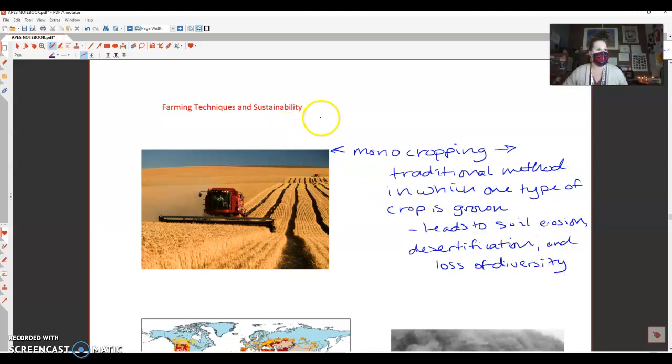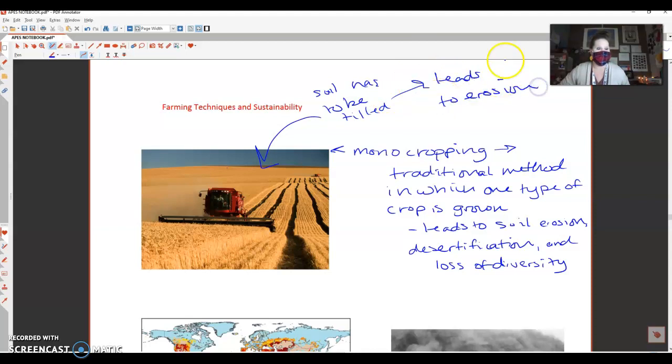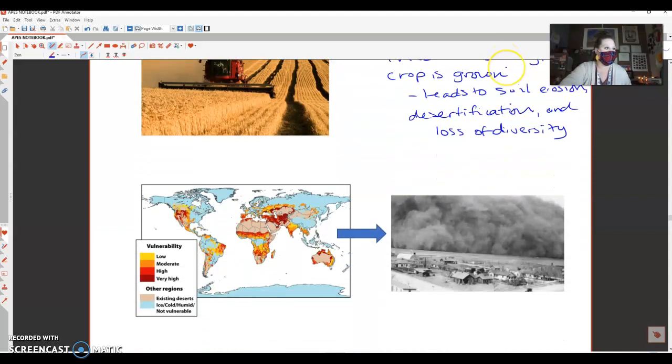So if you look at this type of agriculture, this is something that has to be tilled every single year, okay? And when you're growing the same type of crop, you're using all of these nutrients out of the soil, it can lead to erosion. So the soil has to be tilled, which leads to erosion.